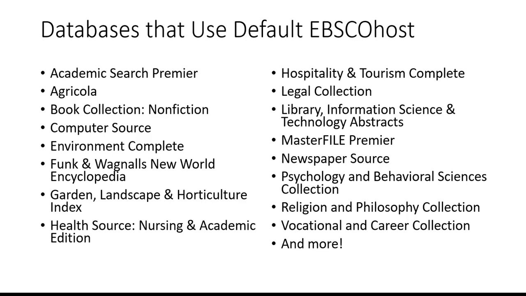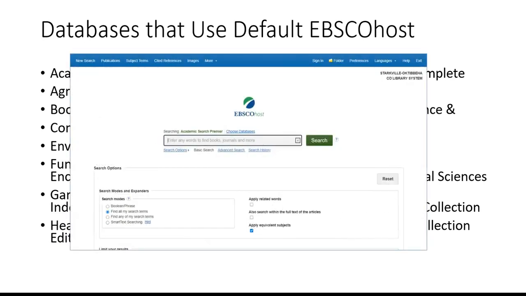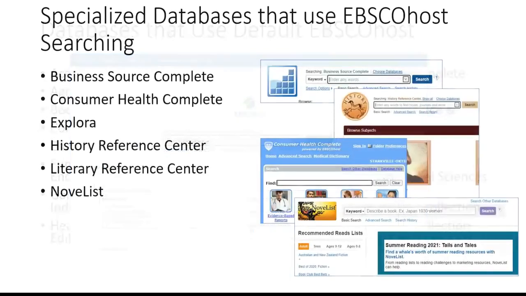Most of the subscription databases you can access in Magnolia are powered by EBSCOhost. These databases include, but are not limited to, Academic Search Premier, Computer Source, Environment Complete, Legal Collection, Newspaper Source, and many others. Most EBSCO databases use the same standard interface and graphics, so it's easy to take your search skills from one database to another. If you learn how to use one EBSCO database, you can pretty much use them all.